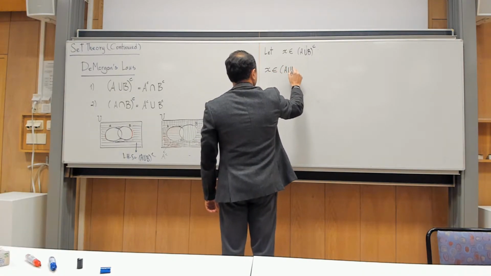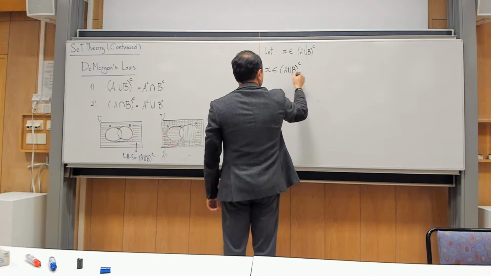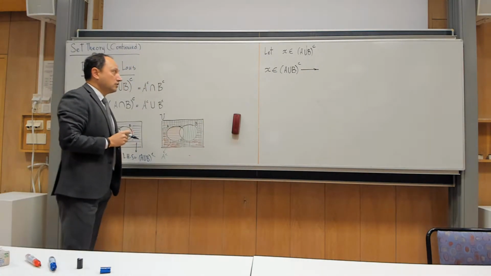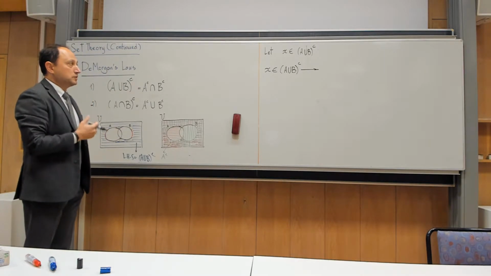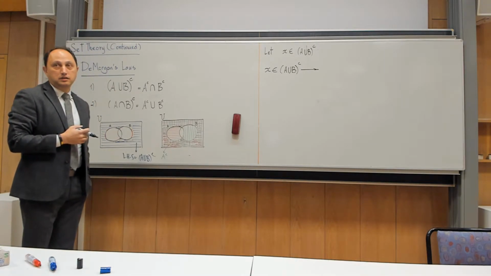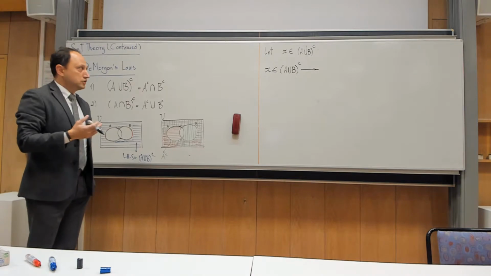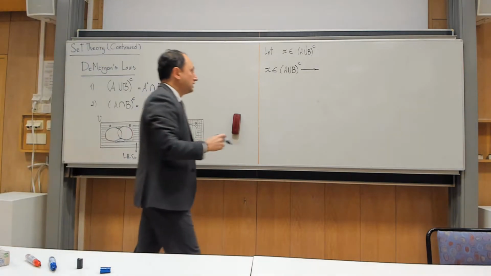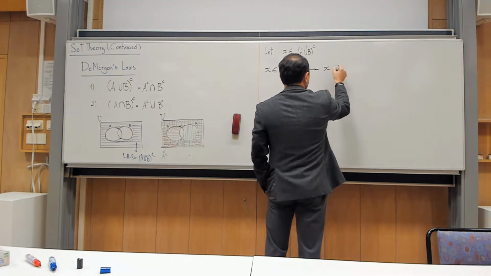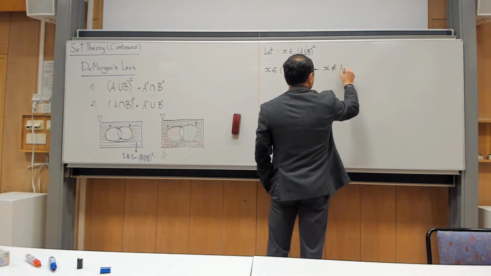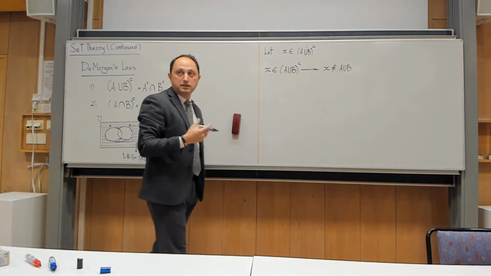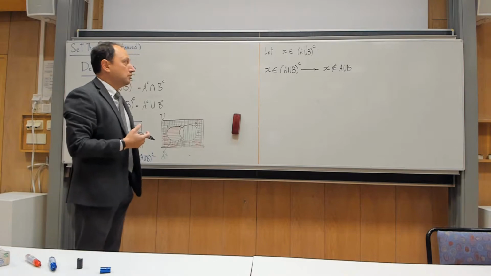Now, I think you can do it yourself, or at least you can help me to write it down. So from this statement, immediately I can conclude a statement. What is that? Yes? X does not belong to A union B. If X belongs to a complement, it does not belong to the set itself. So this means that X does not belong to the union. Is this clear for everyone? That's based on the definition of the complement.